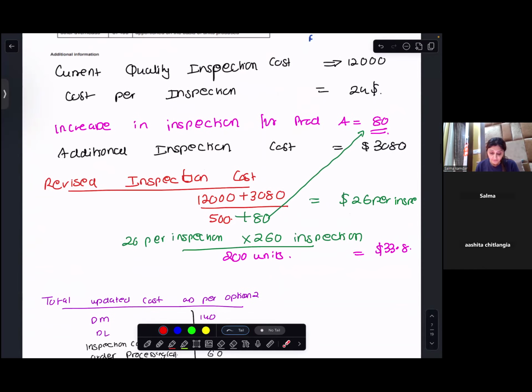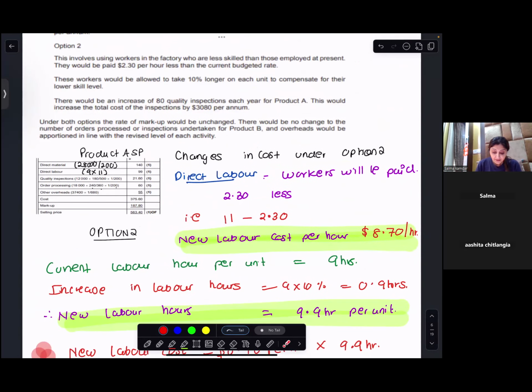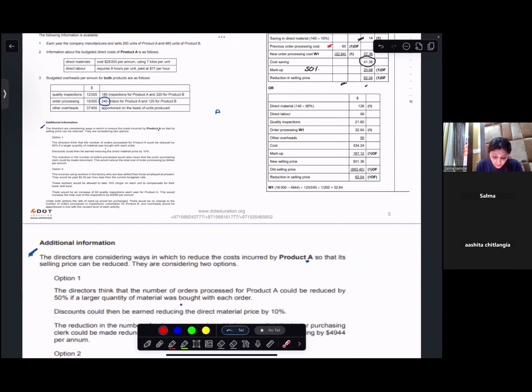Now I am reading the other part of option 2. There would be an increase of 80 quality inspections each year for product A. That means initially I was doing how many quality inspections? For product A, there were 180 quality inspections. Now you're going to do 80 more. So the quality inspections are going to increase by 80, so it is going to become 180 plus 80. Quality inspections would become 260.